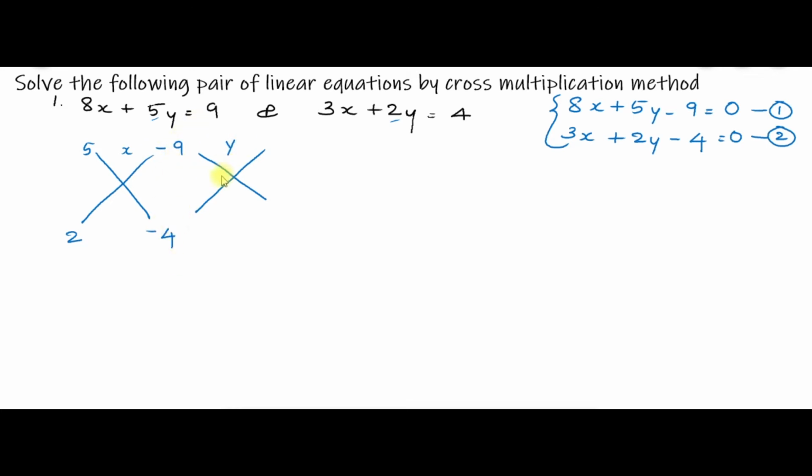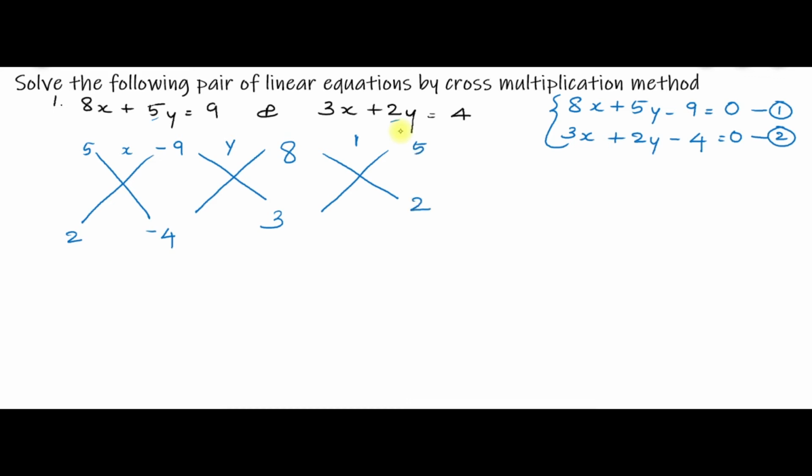For getting the value of y, you have to write the x values, that is 8 and 3. Now again you have to put a cross. Here you are going to write 1, that is the c1 term. For determining the c1 terms, here already the x terms have arrived, so you have to write the y terms. So 5 and 2.